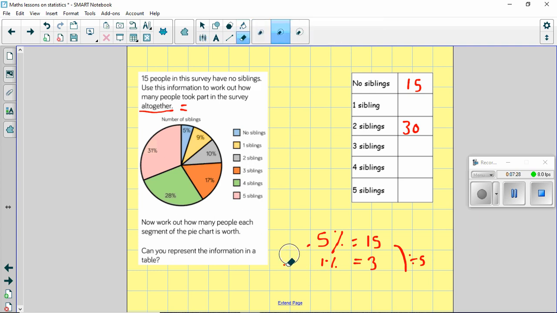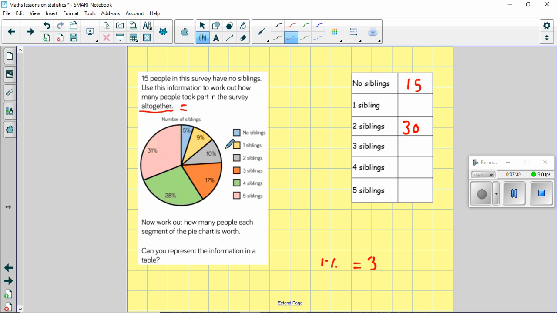So I can rub all this off and I'm just going to stick with that fact there. And that is going to help me work out everything else. So 1% equals 3 children. Right then, so for one sibling, it's 9%. So if 1% equals 3 children, 9%, obviously to get from 1% to 9%, I've times it by 9. So I have to times this by 9. So 9 times 3 is 27.